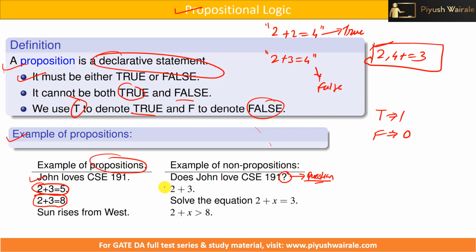Remember this point. 2 plus 3, what is 2 plus 3? We don't have anything equal to, right? So it is not a correct proposition. Solve the equation 2 plus x equals 3, or 2 plus x greater than 8. This is also not a proposition. We cannot say whether it is true or false. These are also examples of non-propositions, okay?